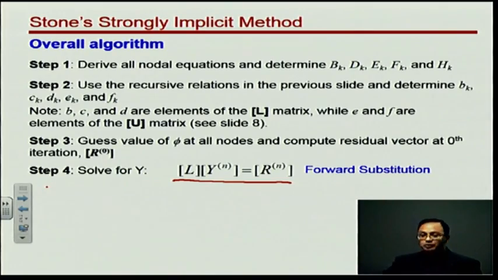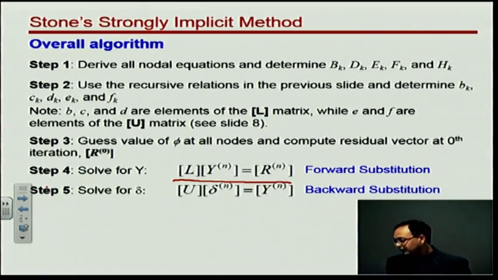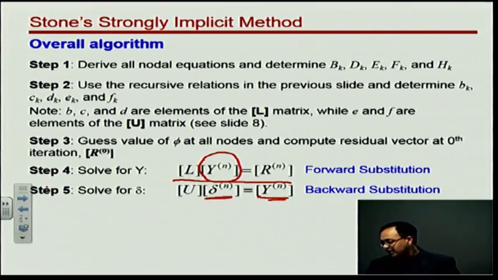Now this is the forward substitution step, which requires only n square operations. Then we have the backward substitution step, where we take the result of this first solution, y, and that becomes our right hand side here, and now we solve for the change, delta.